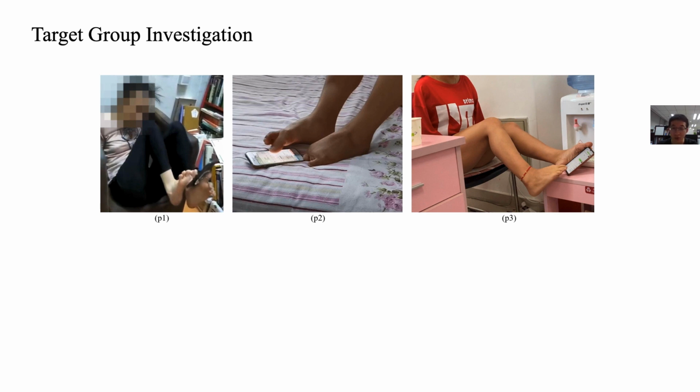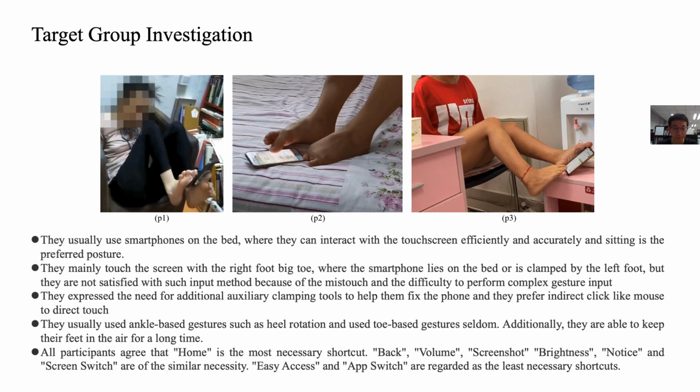To understand how they usually use smartphones in their daily life, we conducted formative interviews with 3 participants. One of them has severe upper body paralysis with dysphonia, and the other 2 participants are both arm amputees. According to the interview, we found that they all interact with smartphones by touching the phone screen with big toes and usually use smartphones on the bed.